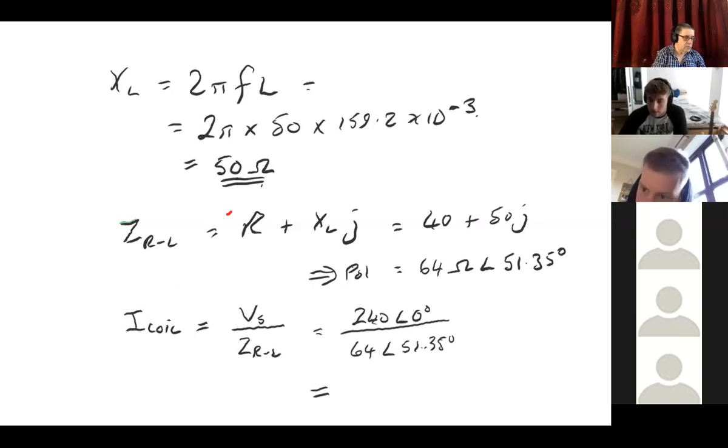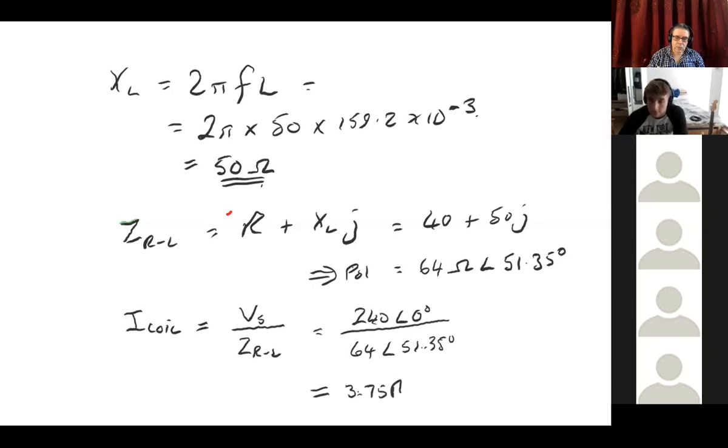You got the answer, Taylor? 3.75 amps, angle minus 51.35 degrees. Does that fit with CIVIL? Yeah, inductive circuit, current lags the voltage. So that's calculated our current in the coil and what the phase angle is.